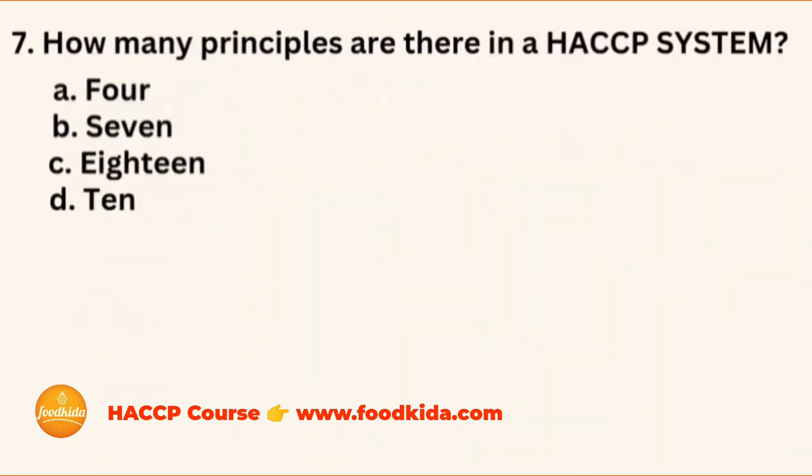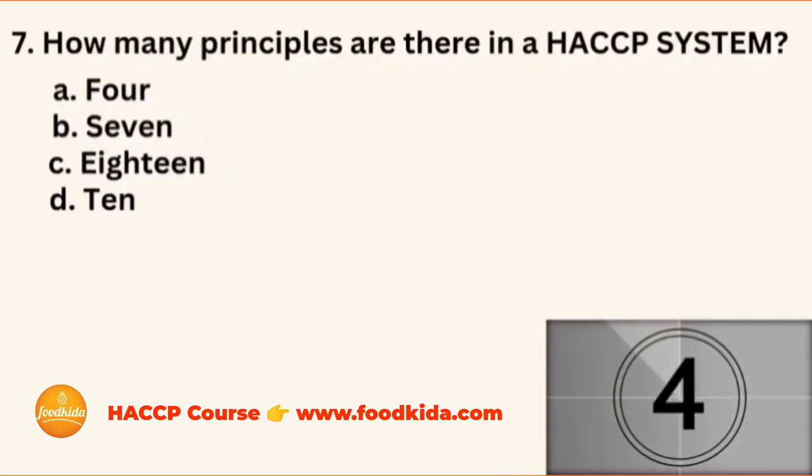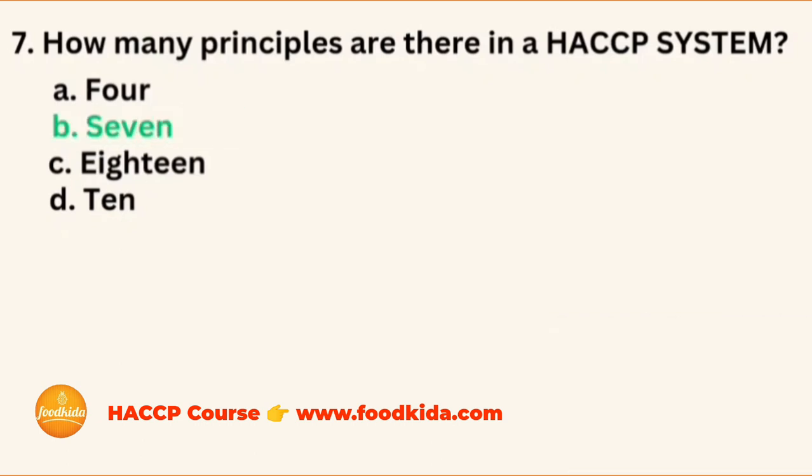How many principles are there in the HACCP system? Option A, 4. Option B, 7. Option C, 18. Option D, 10. And the correct option is option B, 7.